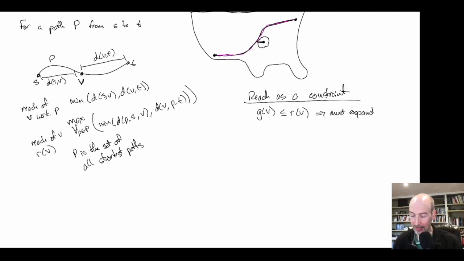The other thing we can say is now here, I don't actually know the distance to the goal, so I'm going to use my heuristic for this, although we could build a better heuristic to improve this. If h of v to the goal, okay, the heuristic is less than r of v, then this also says we must expand. Okay, so here's my two conditions. I guess I don't need the if on the second one.